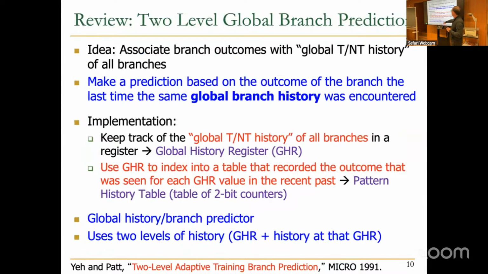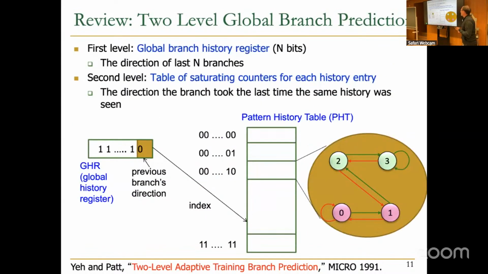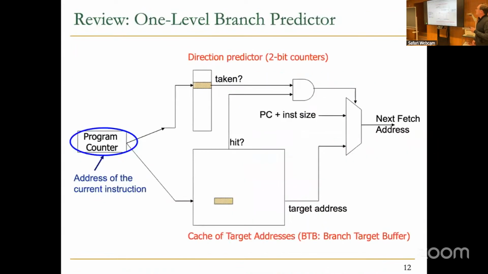The reason it has 2 levels of history is there's 1 level of history encoded in the global history register, and there's a 2nd level of history encoded into the 2-bit counters, which tell you what happened when you saw that global history last time, right? Okay, so this is what the predictor looks like. This is the global history register, and this is the pattern history table. You index it. Potentially, you could use hashing, tagging, as we will see later on. But in this case, if you have n bits over here, you can have 2 to the n entries over here, right? Okay, this you have seen. Now we're going to get to the new items.